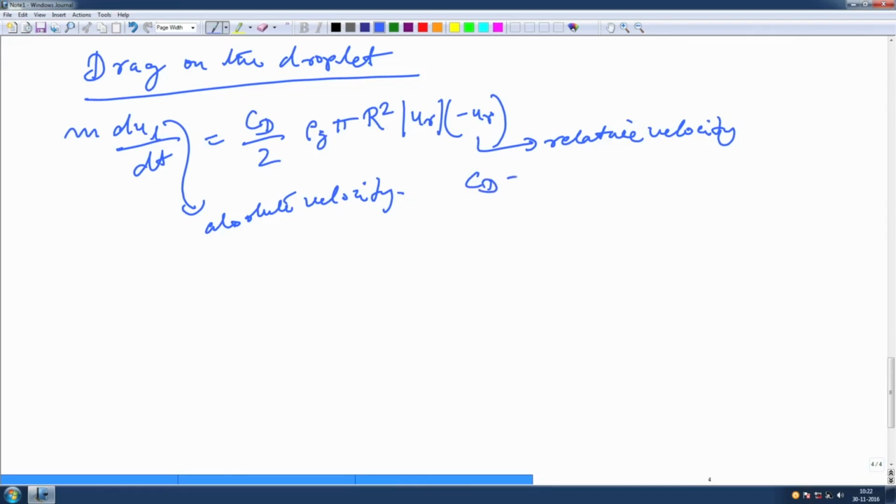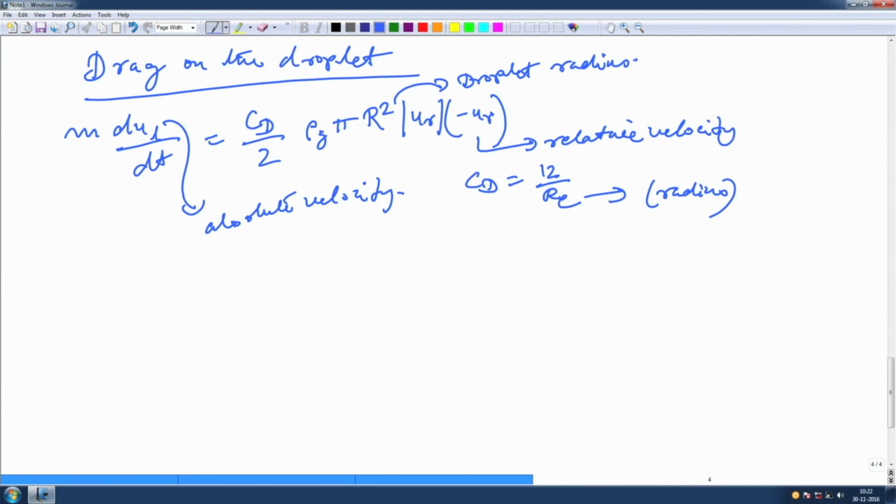CD is equal to 12 by RE, where RE is based on radius rather than diameter. And R is basically the droplet radius. It is a very simple equation, right.